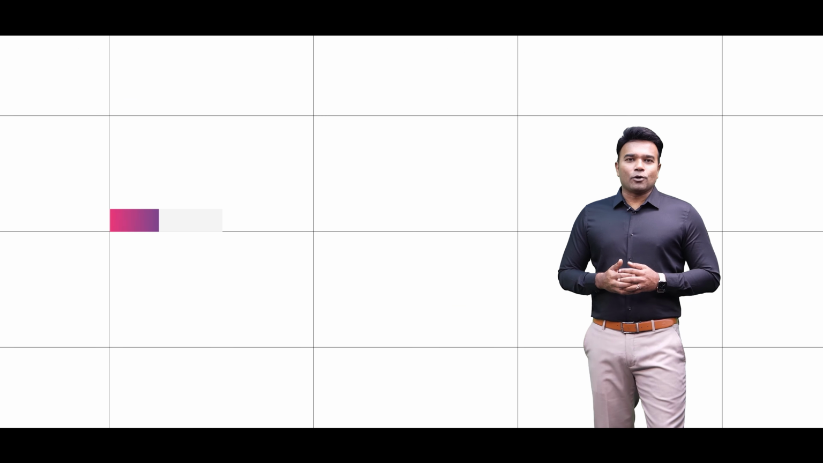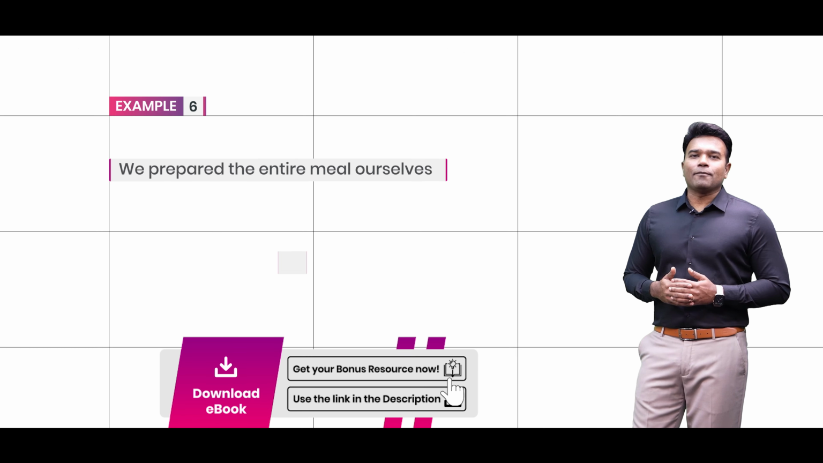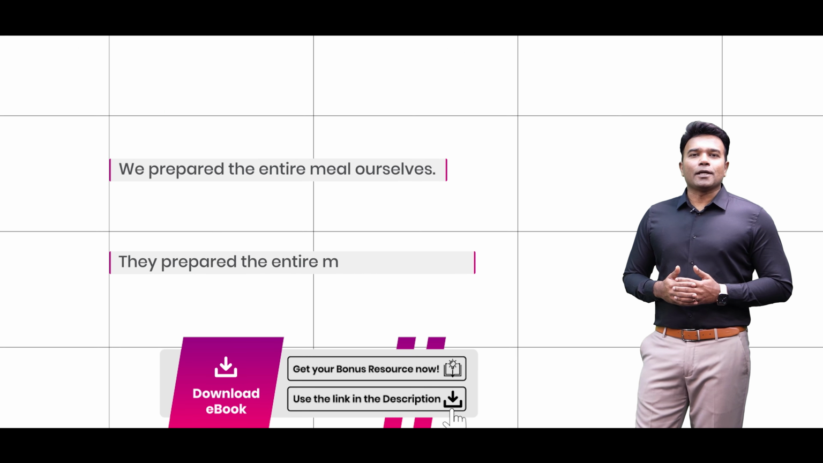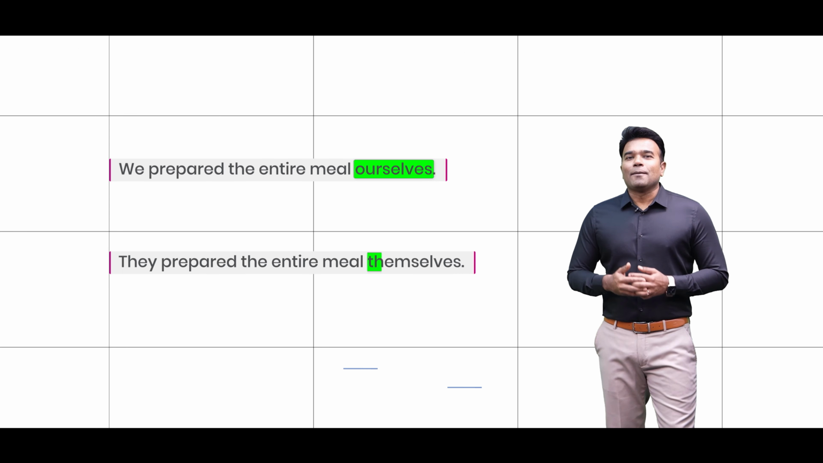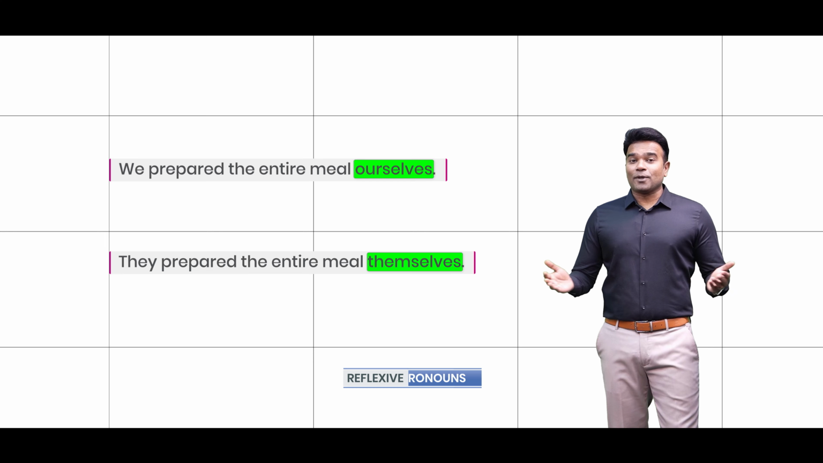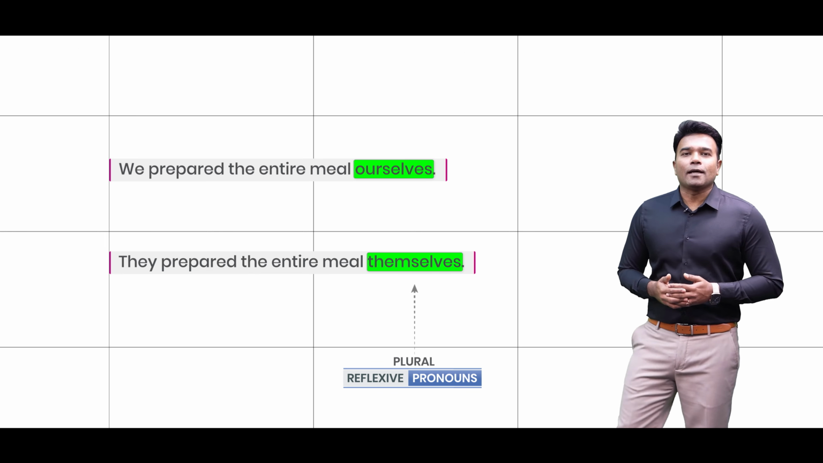But then have a look at these sentences. We prepared the entire meal ourselves. They prepared the entire meal themselves. Well, in this case, obviously, ourselves and themselves happen to be reflexive pronouns, but they are not singular. Rather, they are plural reflexive pronouns. And why are they really plural?